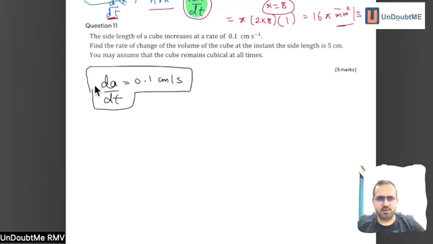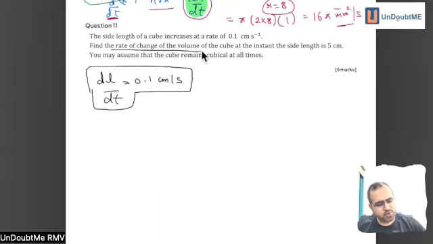Yes. Sir, if it's asking for the length, isn't it just dl by dt? You can take L also, it doesn't matter. These symbols are not important; the way you are doing it is important. You can even take X also. You just declare it, that let the side be L, let the side be X. Whatever you want, you can take.